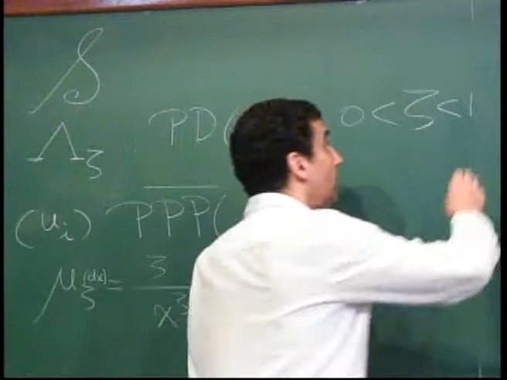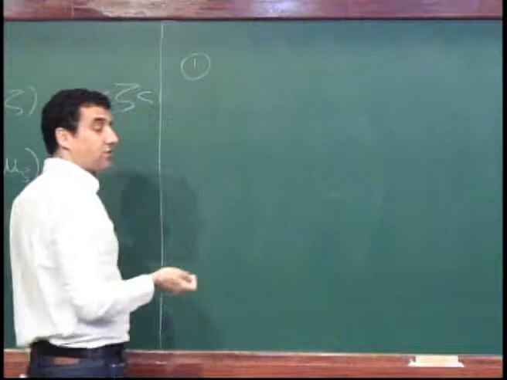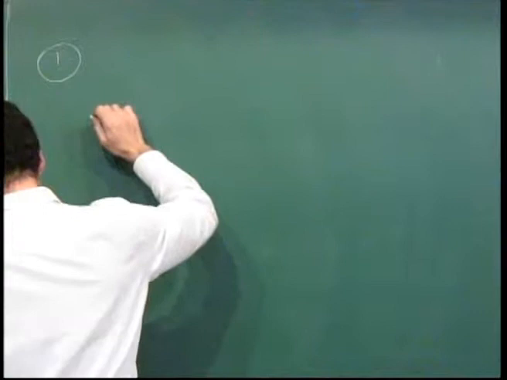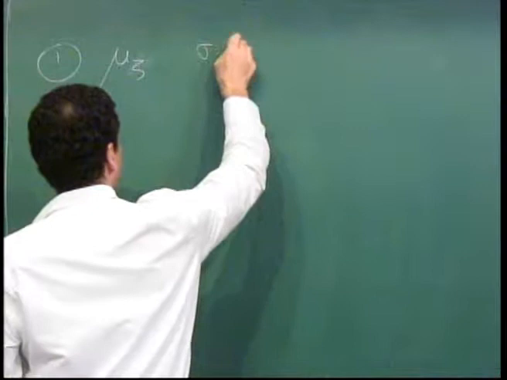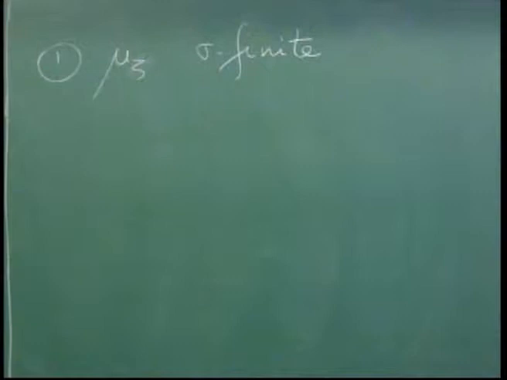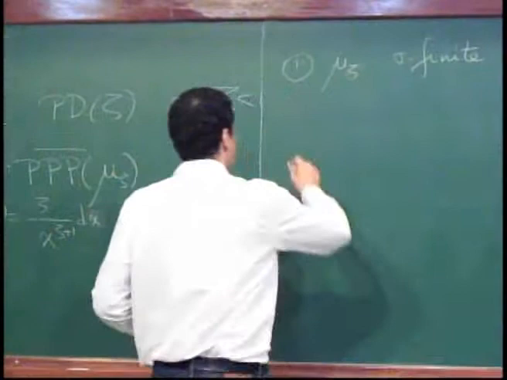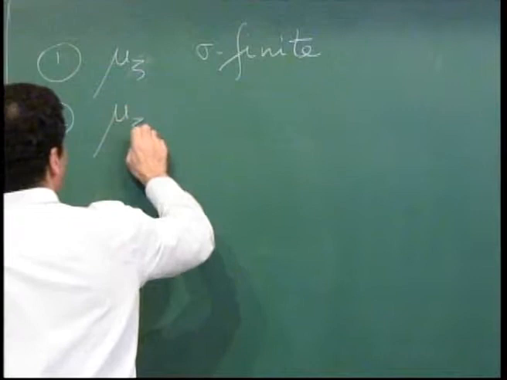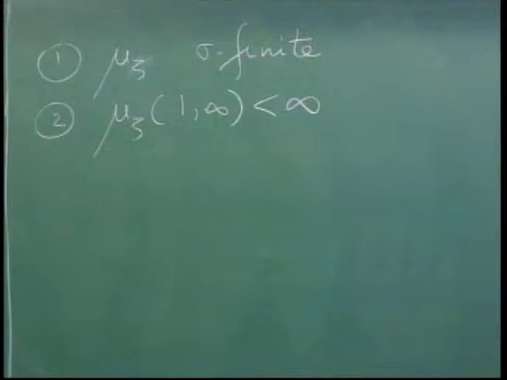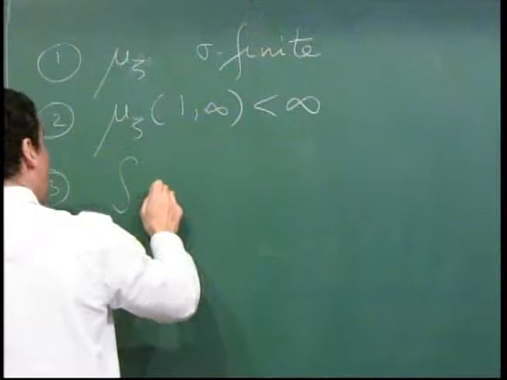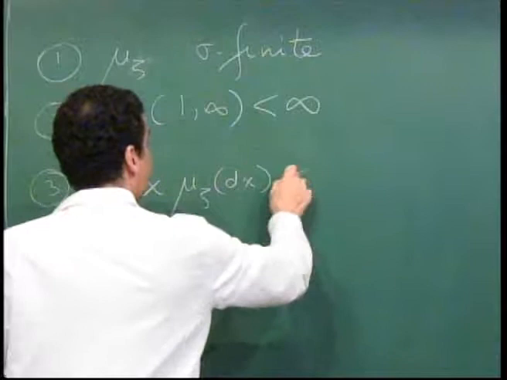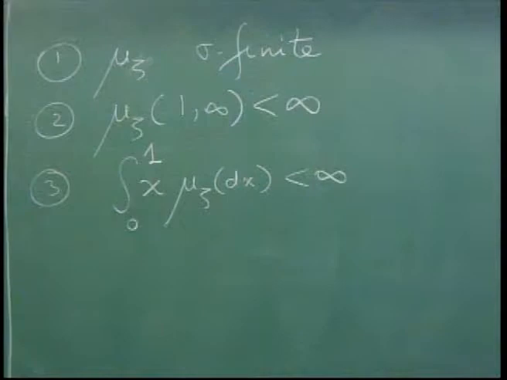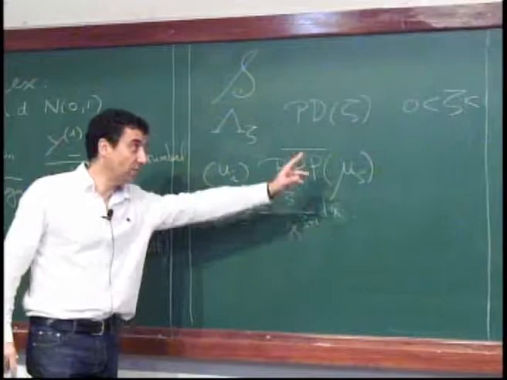let me list a few properties of mu zeta which are trivial but which will be very important. So the first thing I need to know is that, of course, mu zeta is sigma finite. It's not a finite measure, right? Something bad happens at zero here, but it's sigma finite. Second, mu zeta of one infinity is finite. All that is elementary. It's calculus. You just compute the integrals of this. Everybody can do that. Third, the integral of x mu zeta of dx is finite on 0, 1. Easy. Because if you multiply by x, then you have x over zeta, and zeta is smaller than 1, so this integral is finite. Trivial things.